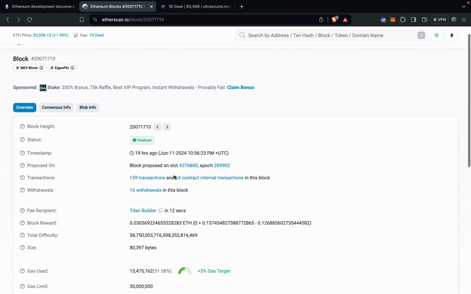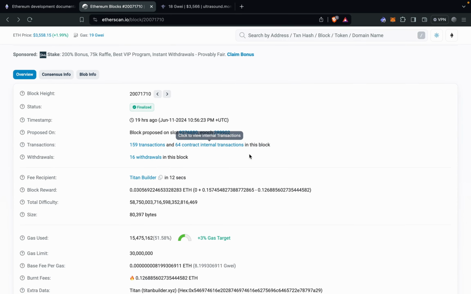Going back to the block, this was the block that we referred to earlier. You can see all of the details here, like what its timestamp was, the number of transactions, the number of withdrawals, who was the fee recipient, that is the node that got the fee for adding this block, the block reward has static block reward, transaction fee, and burnt fee.